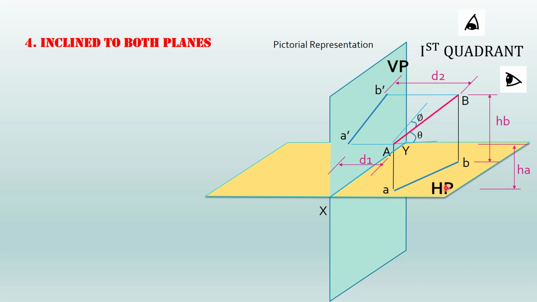So both the elevation as well as the plan will have a length which is less than the original line. Similarly, the angle made by the elevation with the XY line as well as the angle made by the plan ab with the XY line will not be true angles, since the elevation as well as the plan are not true length. So here we need to find out the true length of the line as well as the true angle of inclination with the planes.